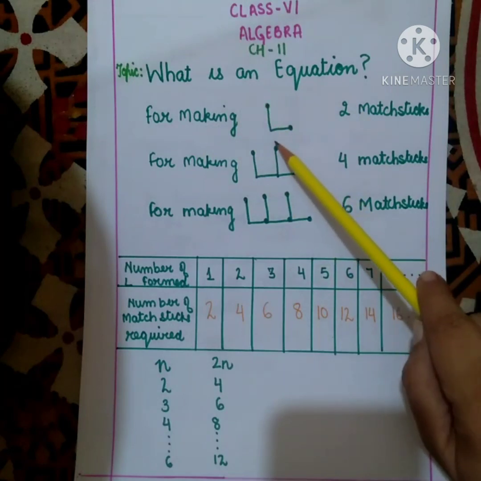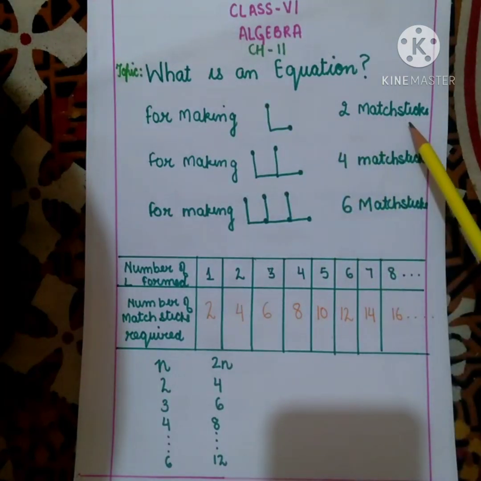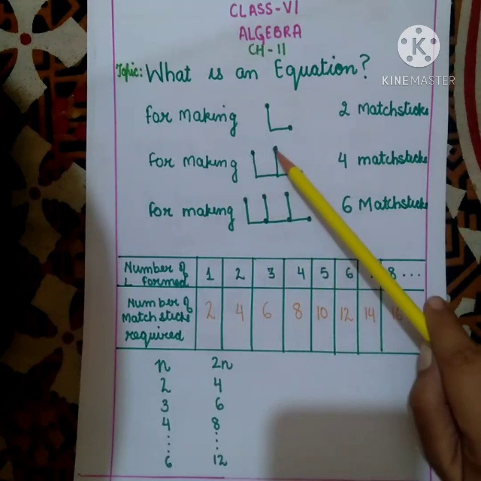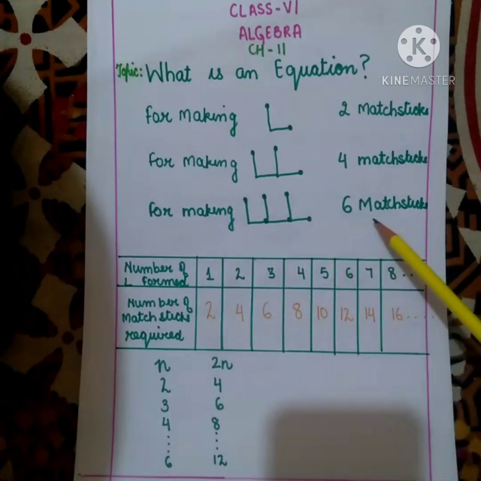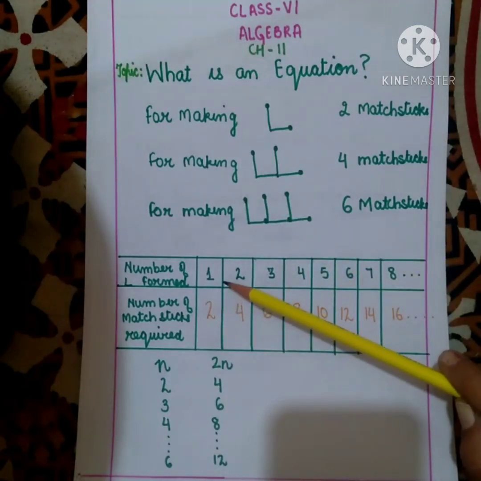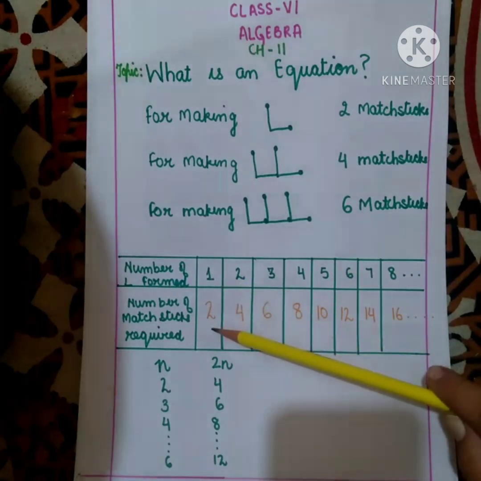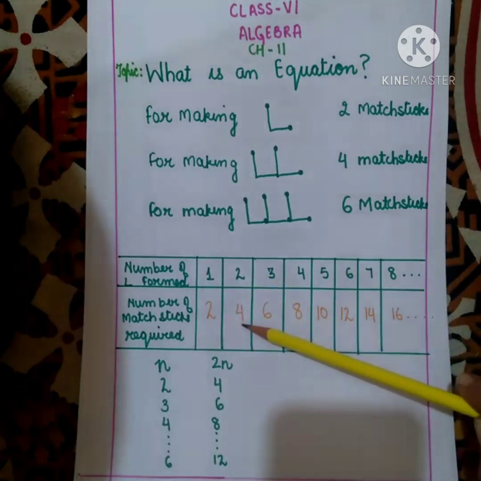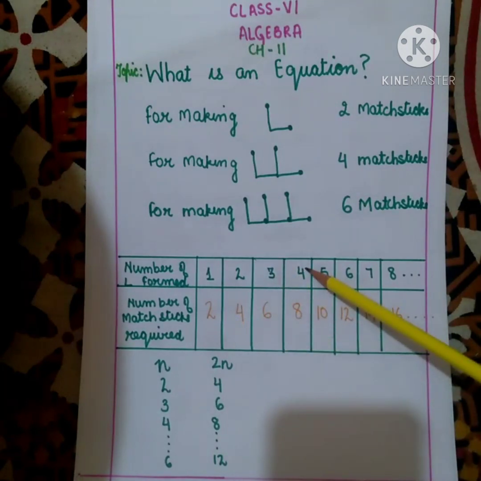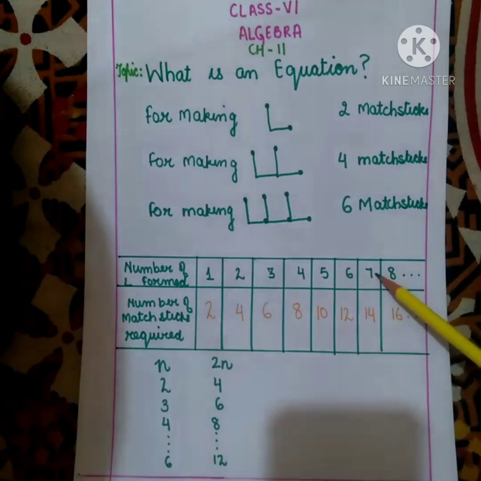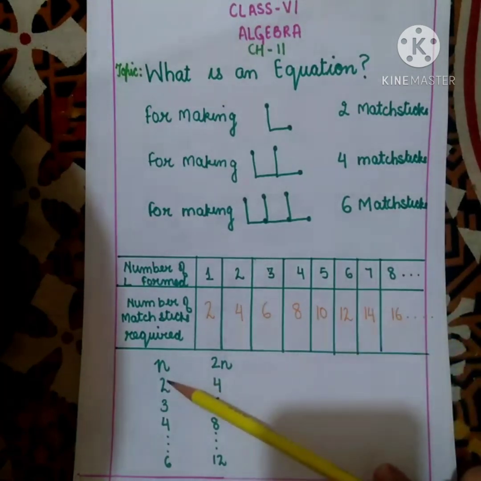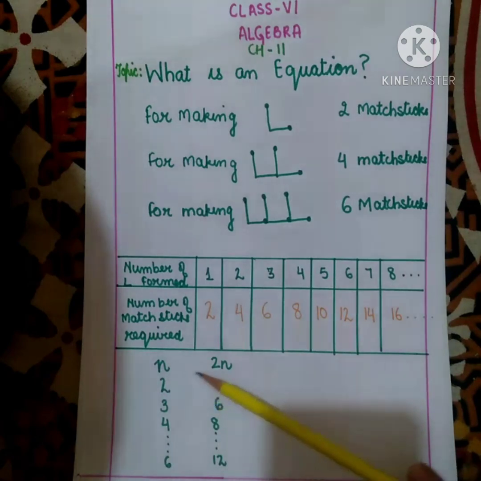For making one L, we require two matchsticks. For making 2L, we require 4 matchsticks. For making 3L, we require 6 matchsticks. So if we go through the table, for 1, we require 2. For 2, we require 4. For 3, 6. For 4, 8. For 5, 10. For 6, 12. For 7, 14. For 8, 16, and so on. So the rule becomes for n matchsticks, we require 2 multiplied by n.